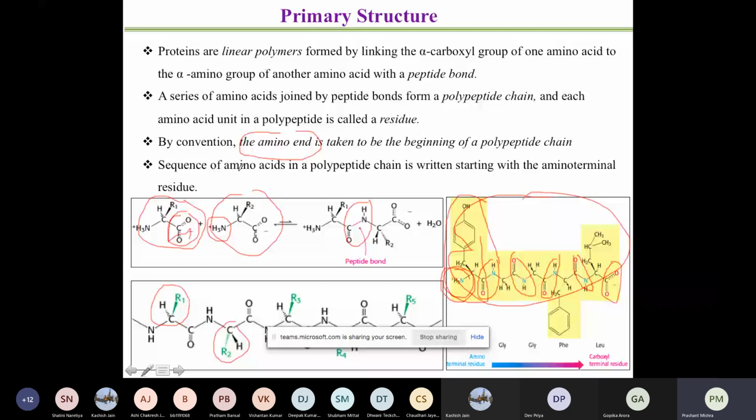Now, the sequence of amino acids in a polypeptide chain, as you have learned, starts with the amino terminal, but this is not a necessary event. You can write the way you want, but as a convention, we always write the N terminal first.